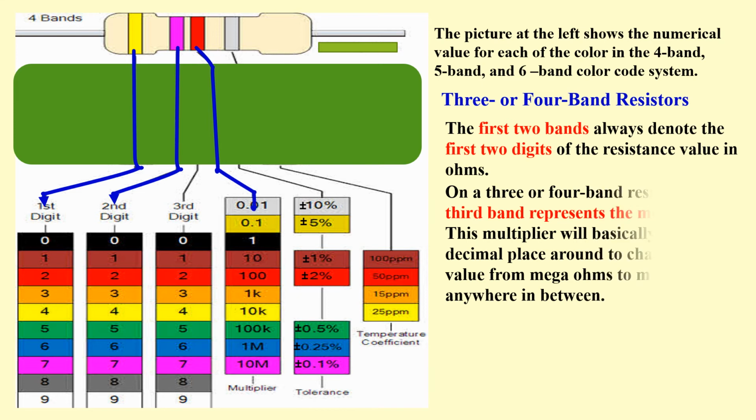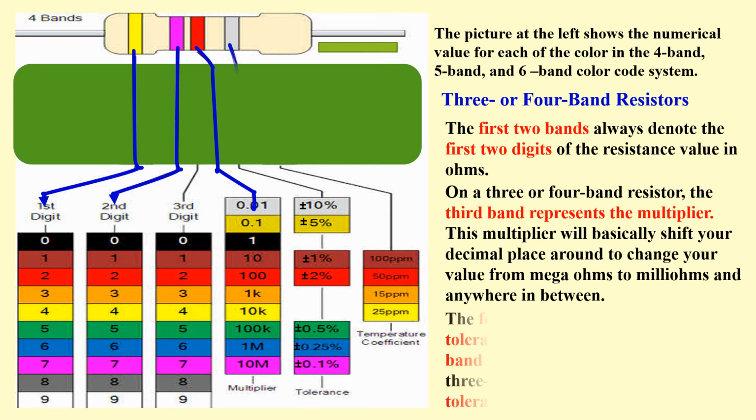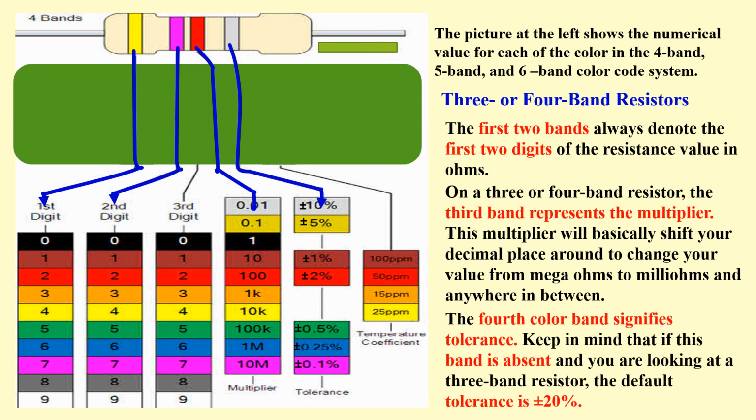On a 3 or 4-band resistor, the third band represents the multiplier. This multiplier will basically shift your decimal place around to change your value from mega ohms to milliohms and anywhere in between. The fourth color band signifies tolerance. Keep in mind that if this band is absent and you are looking at a 3-band resistor, the default tolerance is plus or minus 20%.